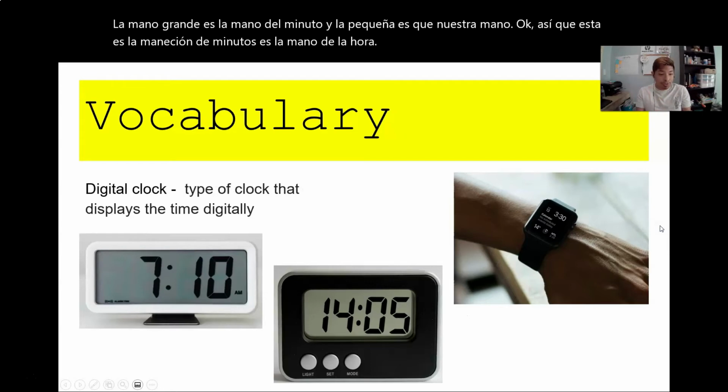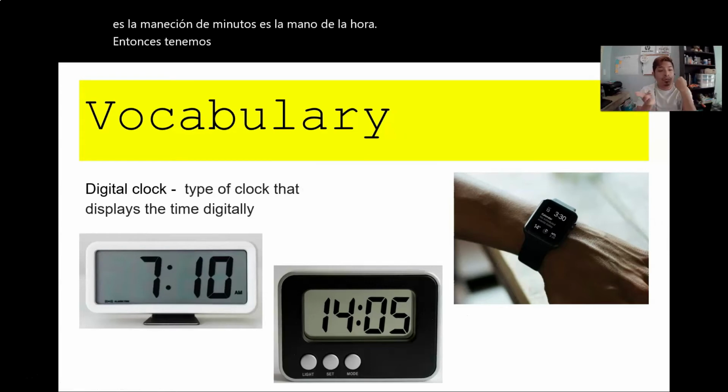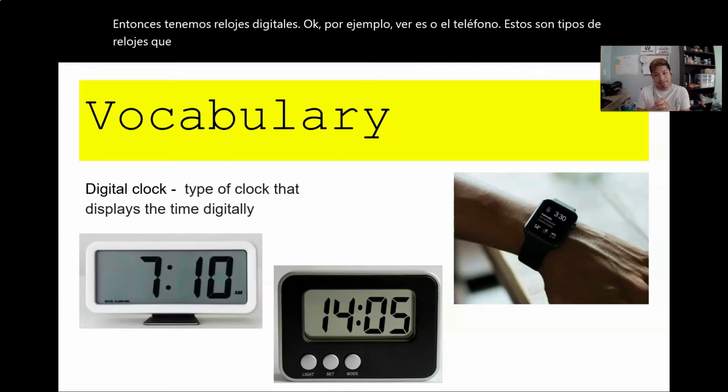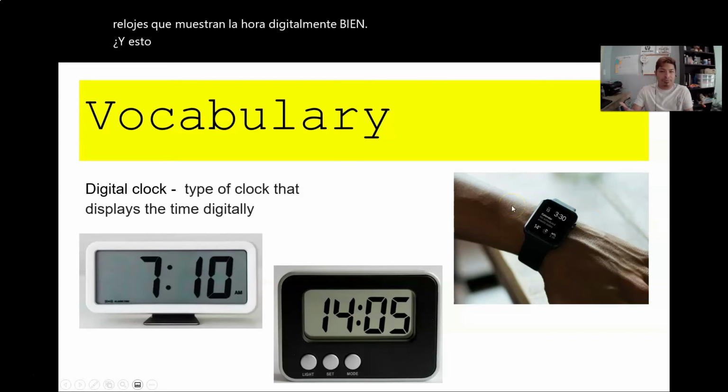Then we have digital clocks. For example, watches or the phone. These are the type of clocks that display the time digitally. And this is what we're used to now, right?